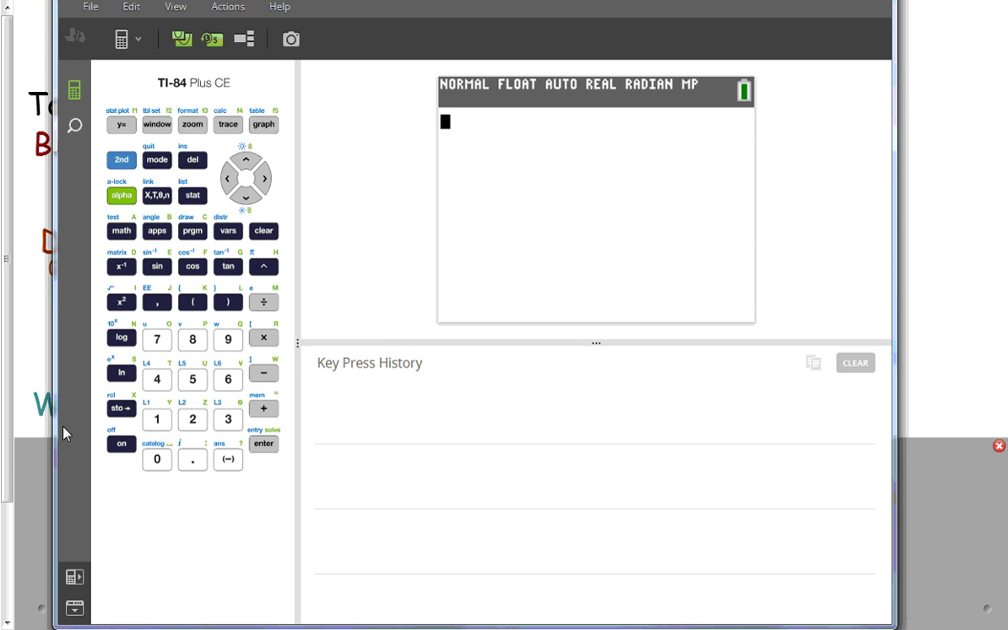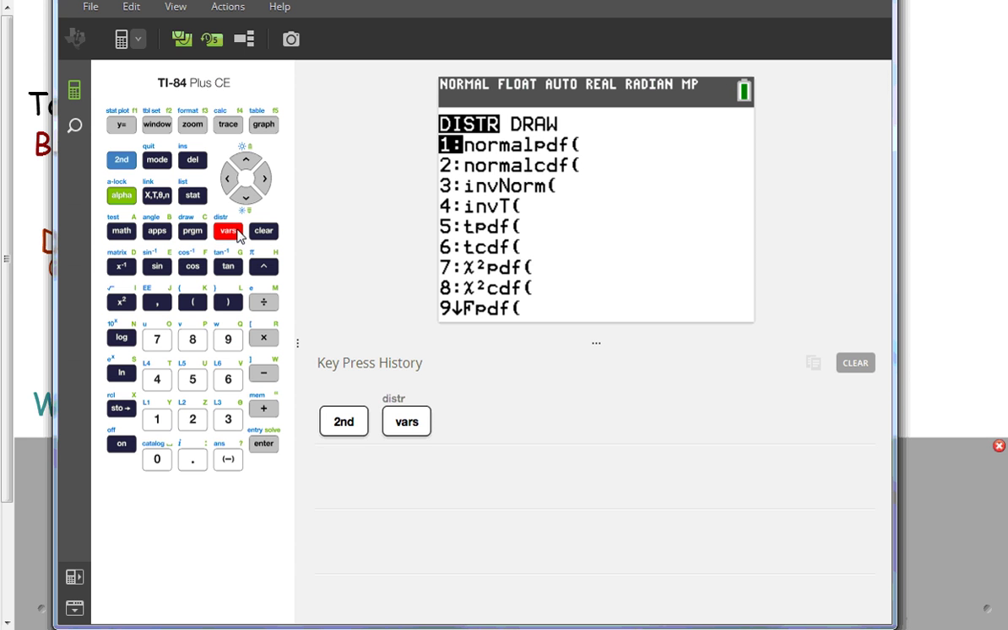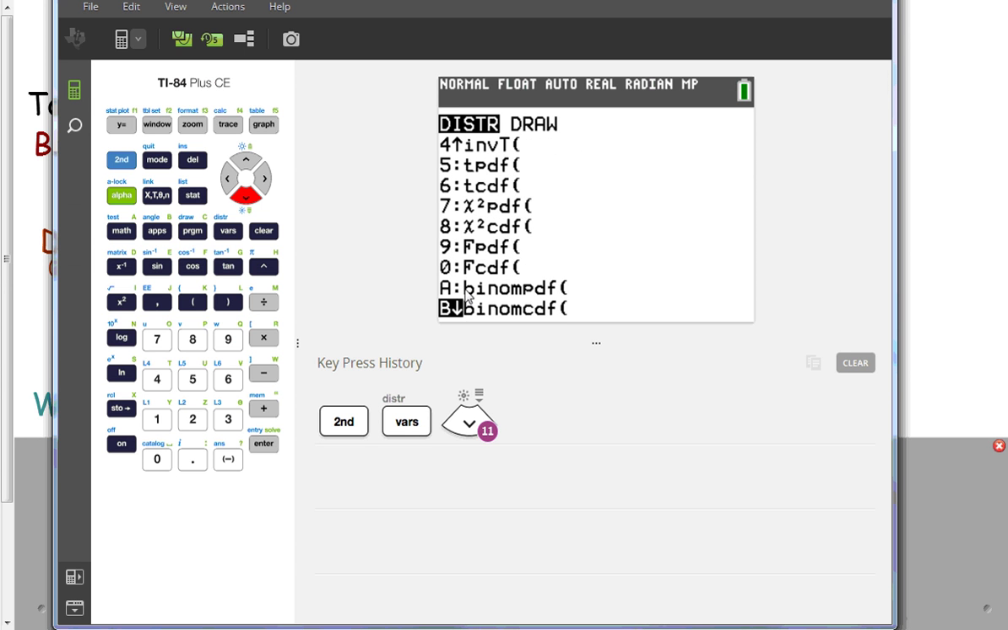If you have no clue where that is, here are your calculator buttons. You hit second, and then VARS is right next to the clear button. DISTR stands for distribution, so these are like normal distribution, etc. We're not in those yet, so we're going to click down until we get to the end. It goes all the way to 0, then it goes to A and B. Both of these are the binomial PDF buttons.